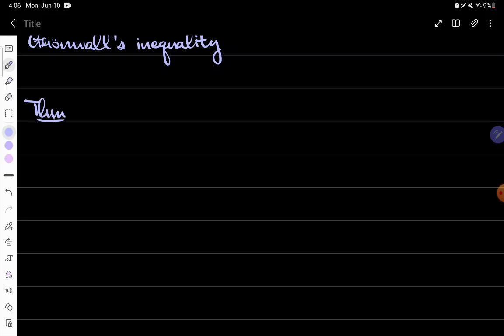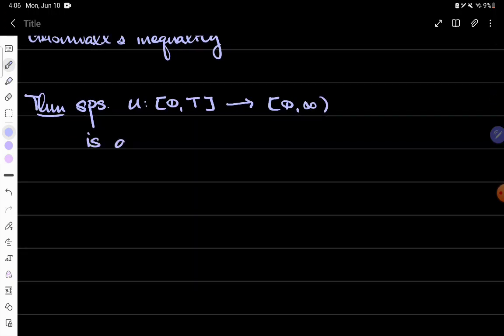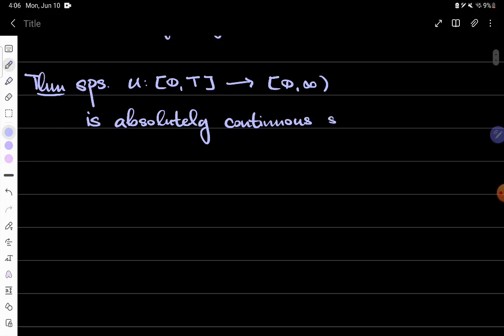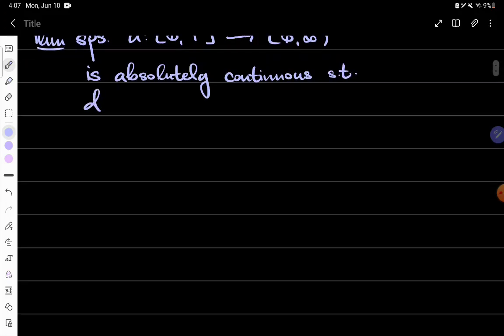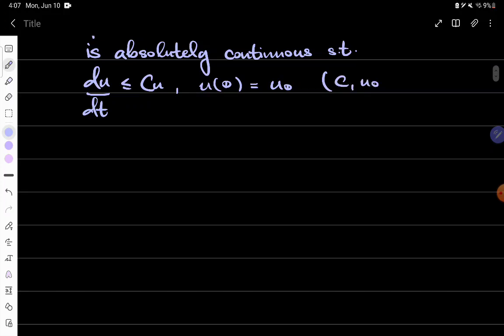Theorem. Suppose that we have this function u, which is defined on this compact interval [0, T], where T is some real number, and that it's non-negative and absolutely continuous, that satisfies this bound: du/dt is bounded above by some constant times u, and let's say that it has initial condition u naught, for some constants, let's say c and u naught, assuming they're non-negative.